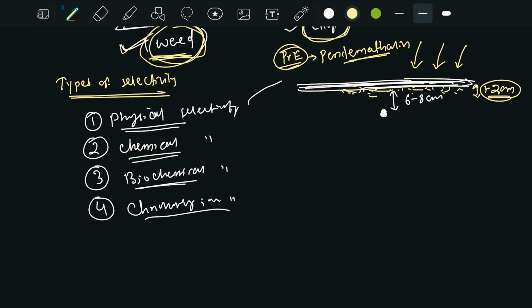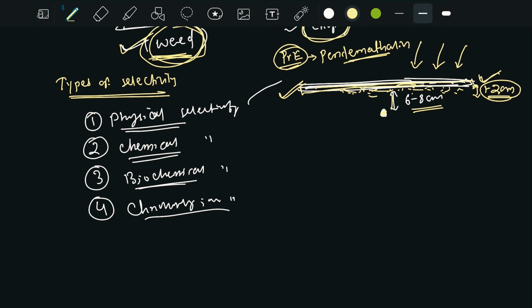And this is a soil active herbicide, and the pendimethalin will remain in the surface layer. So it is capable of controlling the weeds because it is remaining in the surface layer. And where we have placed the seed, we have placed it at a deeper layer, that means 6 to 8 centimeter. So this pendimethalin will not get in contact with this particular seed, because we have placed that seed in a deeper layer. So this is one type of physical selectivity, because we are physically protecting the seed from the pre-emergence herbicide.